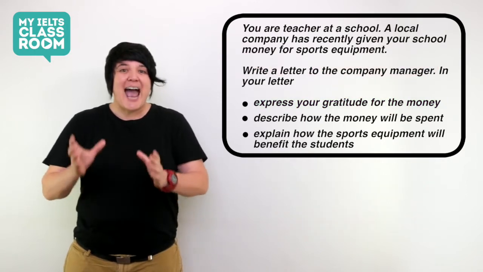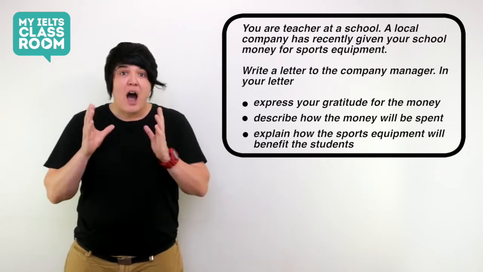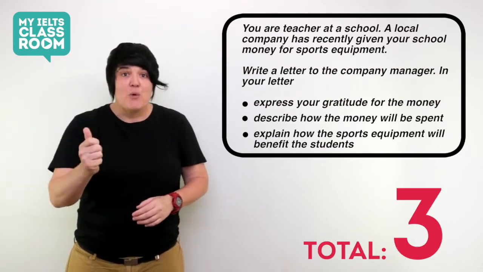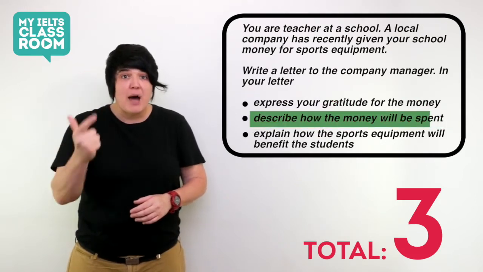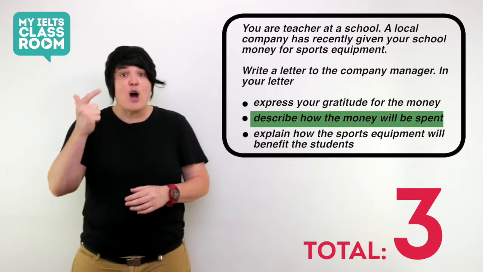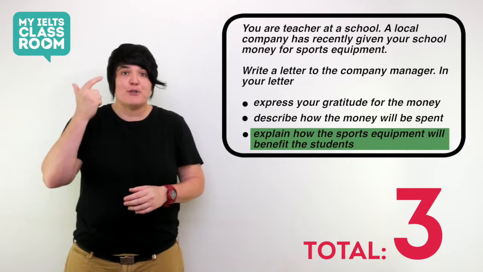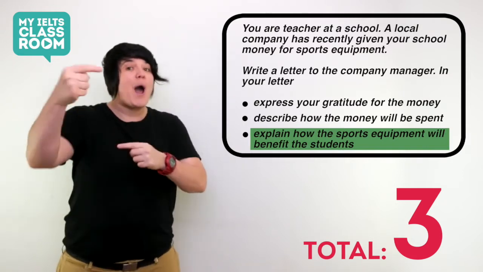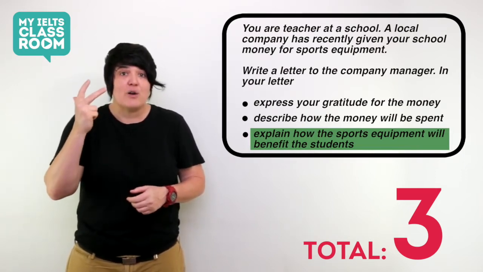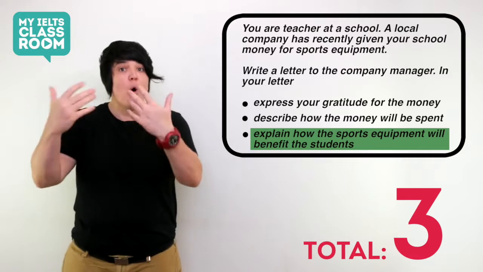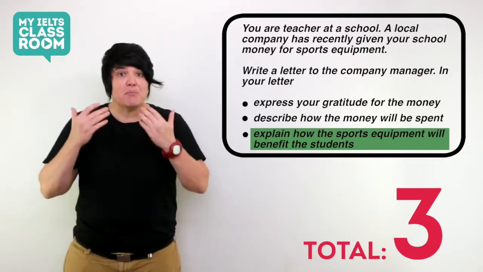And finally, how many pieces of information do we need to include here? I think three. We have to express our thanks. That's one. We have to say how the money will be spent. That's again only one. And we have to say how the money will help the students. It doesn't say the ways, it just says how. So here, three is okay. Of course, you can give more than three, you could give more than one way, but three is the minimum.